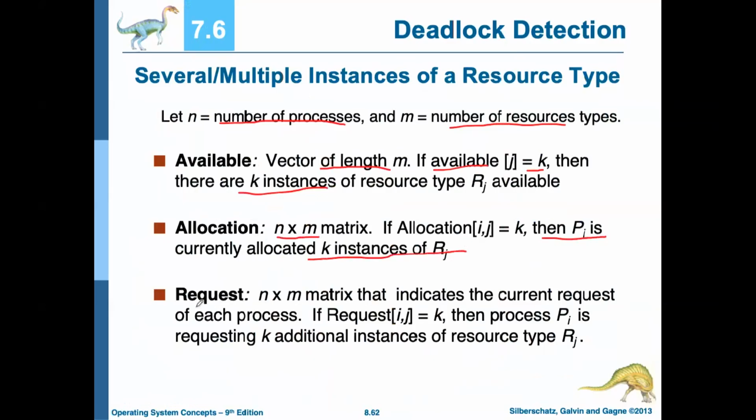And then request is an n times m matrix that indicates the current request of each process. If request[i][j] equals k, then process Pi is requesting k additional instances of resource type Rj.